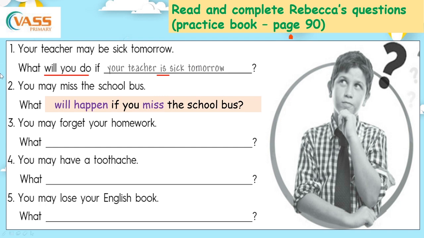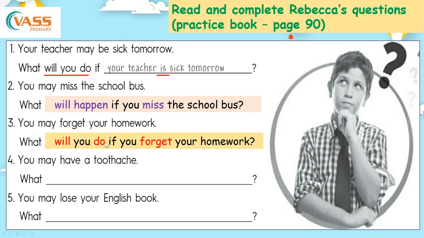Okay, did you make 3 questions for me? All right, as I said, you can make your own answer. Many different answers you can do. Many different questions you can make. Okay, I will give you an example for what I wrote. You do not have to do the same one. Okay, number 3, you may forget your homework. What will you do if you forget your homework? So same as the first one. What will you do? That's okay. What will you do? Main clause, what will you do? If clause, if you forget your homework.